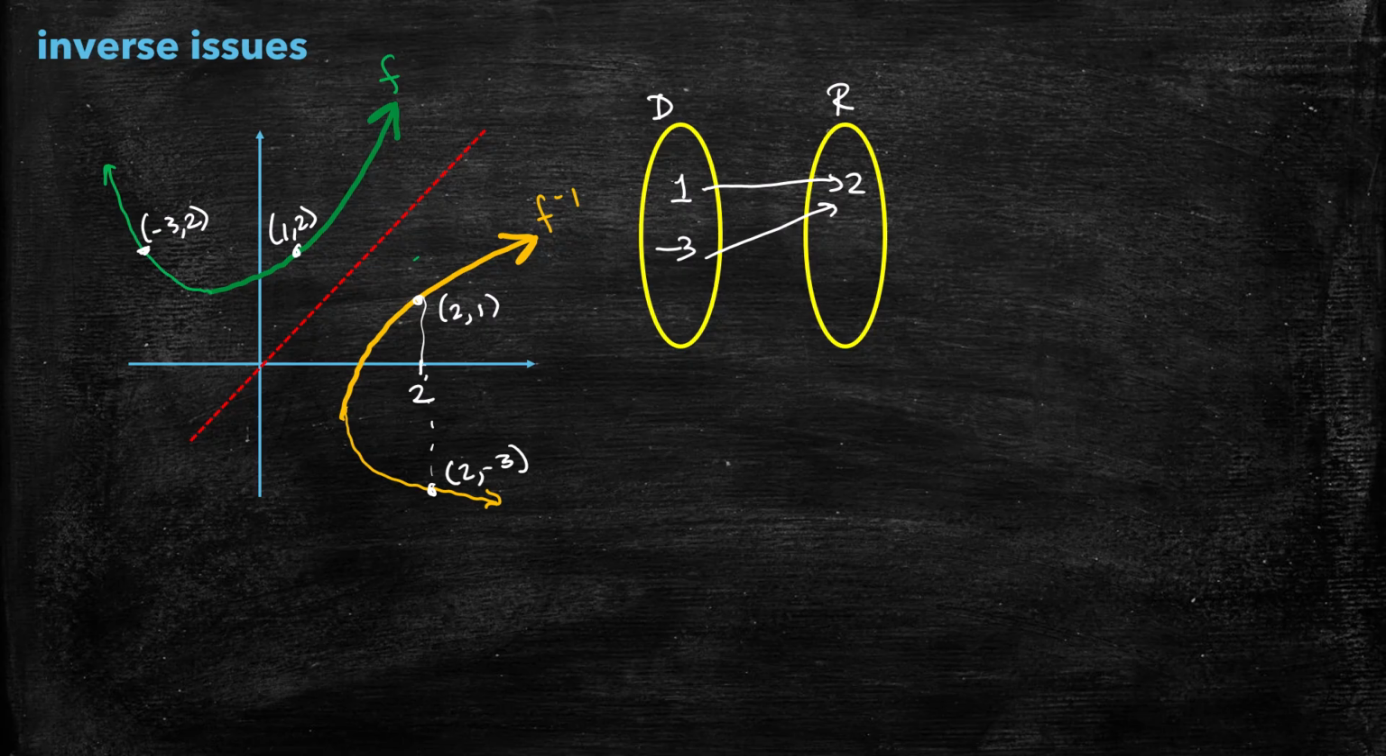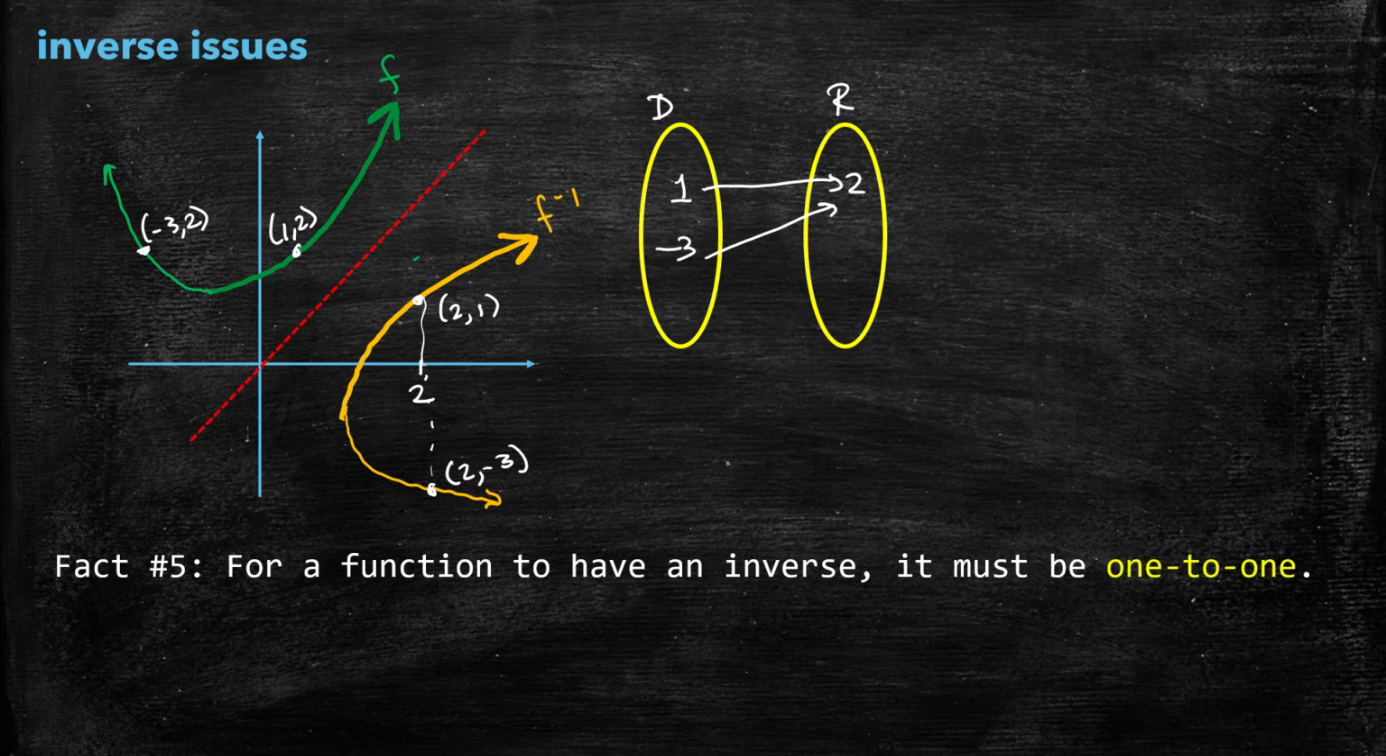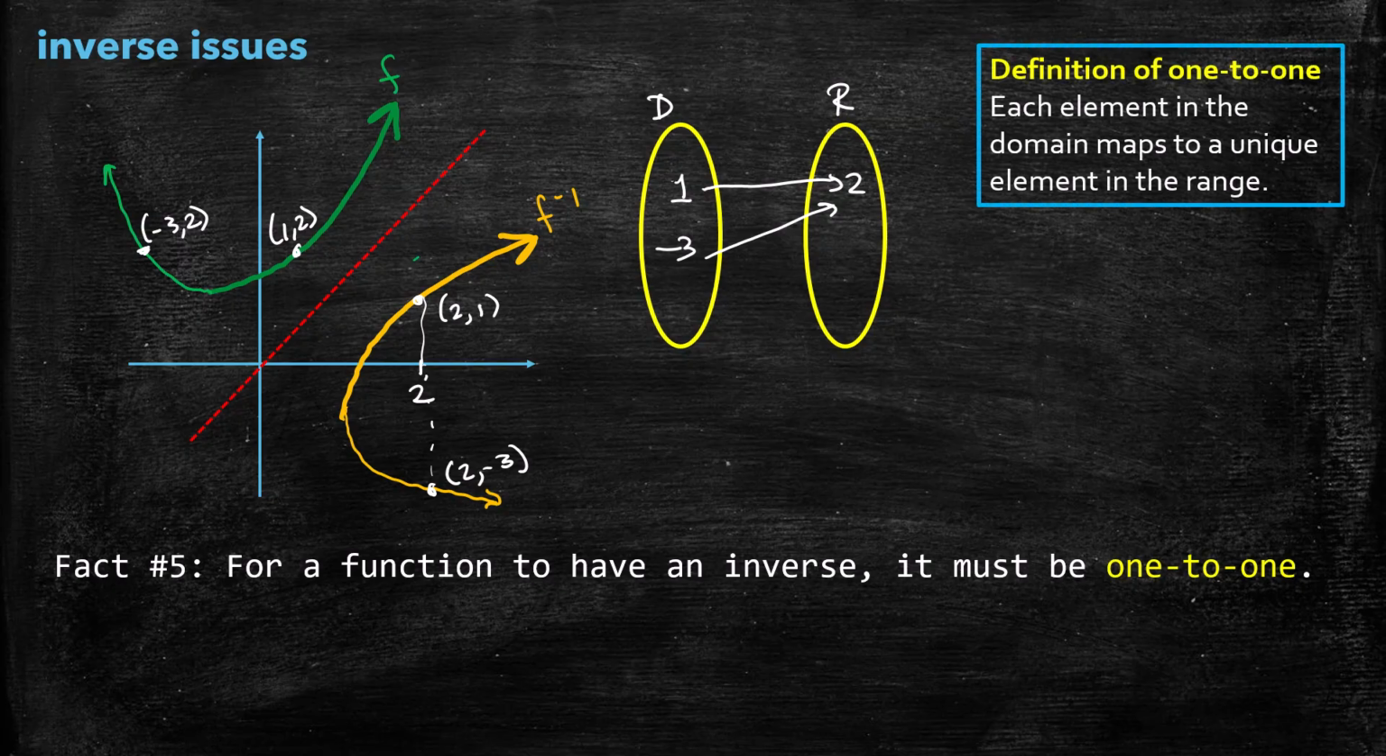So the problem is, for a function to have an inverse, it must be what mathematicians call a one-to-one function. And what is a one-to-one function? It's that each element in the domain maps to a unique element in the range. So in other words, if 1 goes to 2, then we can't have -3 going to 2 as well.